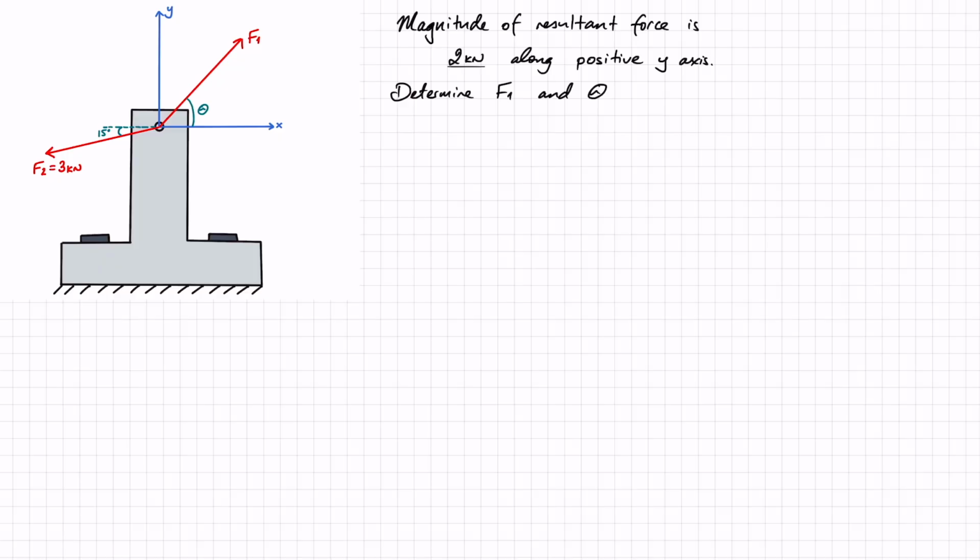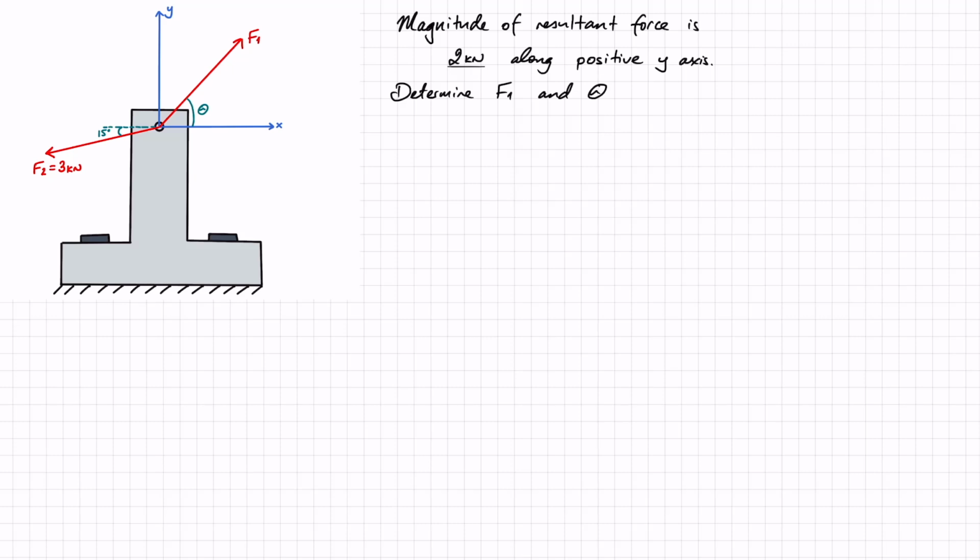Let's look at another example for resultants and components of forces. In this case, we're going to solve something that has the resultant already. Let's look at it together. As you can see here, we've got the same T-beam bolted to the ground with two forces.